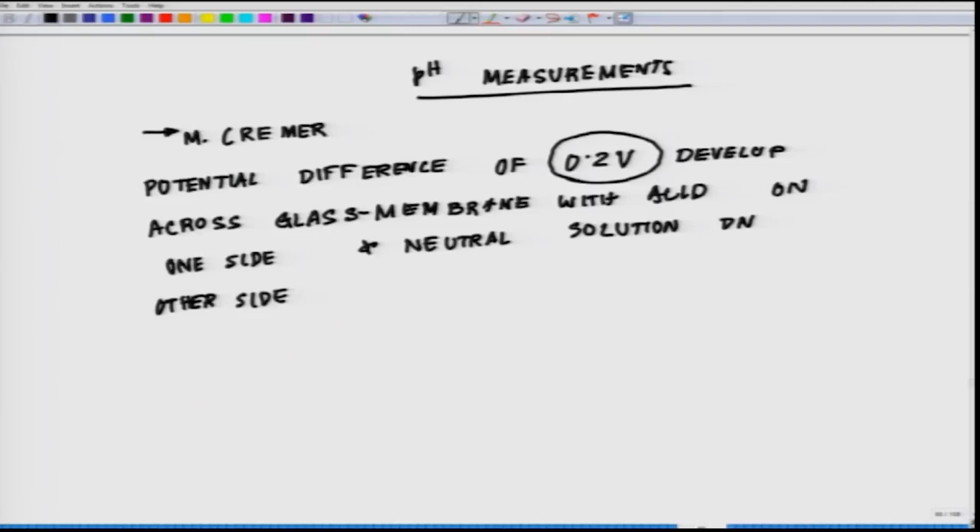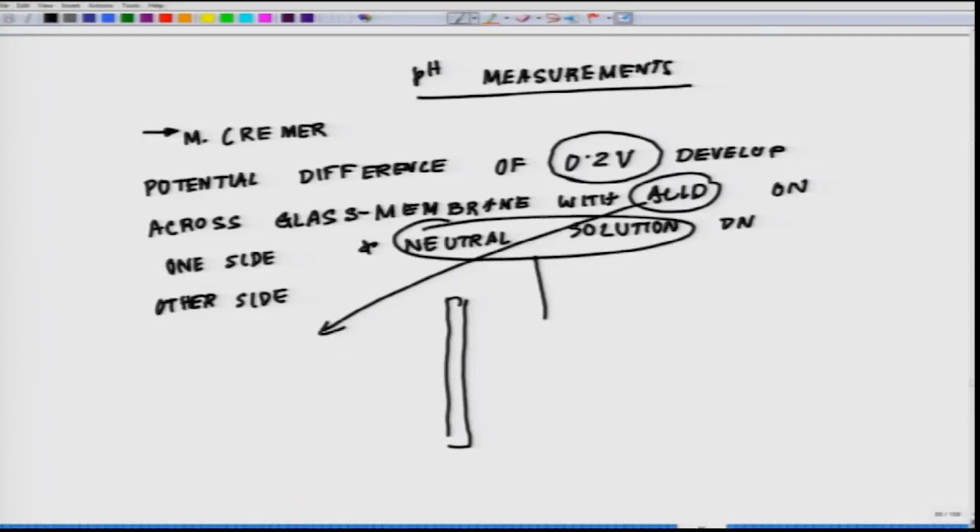So, the student working with Fritz Haber in Karlsruhe in 1908 improved the glass electrode and carried out the first acid-base titration to be monitored with a glass electrode. So, essentially, suppose there is a glass membrane like this, and on one side you have acid and on the other side you have a neutral solution. Across it, if you connect it like this, you will read a voltage.